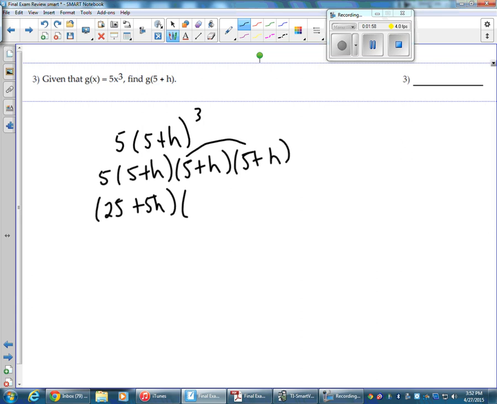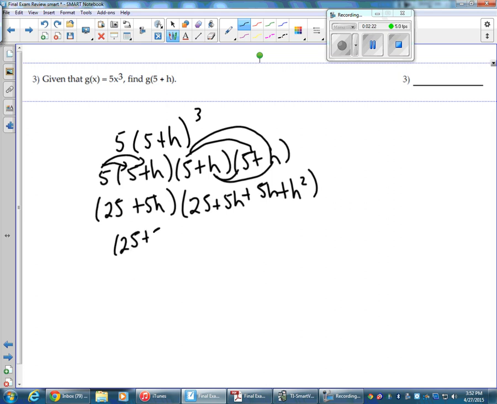So to multiply the last 2, I'd have to do 5 times 5. Then I have to do the outers, so that'd be plus 5h. And the inners, that'd be plus 5h. And the last ones, that'd be plus h squared. Now for the first part, I didn't have to FOIL, I just had to distribute. So 5 times 5 is 25 and 5 times h is 5h. So I'm going to simplify it a little more before I distribute again. I can combine 5h and 5h to make it 10h here in the middle.